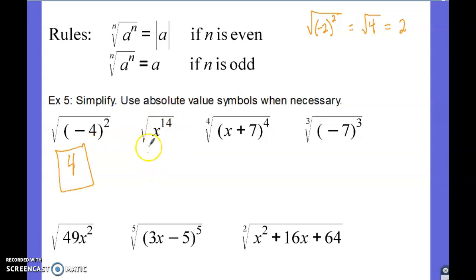This one, again, I'm going to explain it the way I just did the previous one. The fastest way is understanding that you divide by your index. So this answer is going to be x to the 7th. 14 divided by 2 is 7.